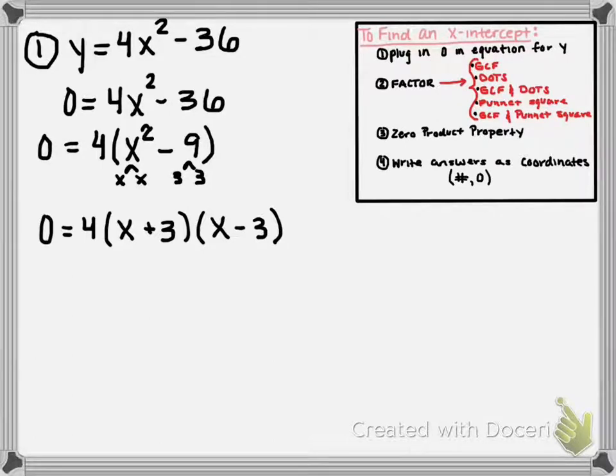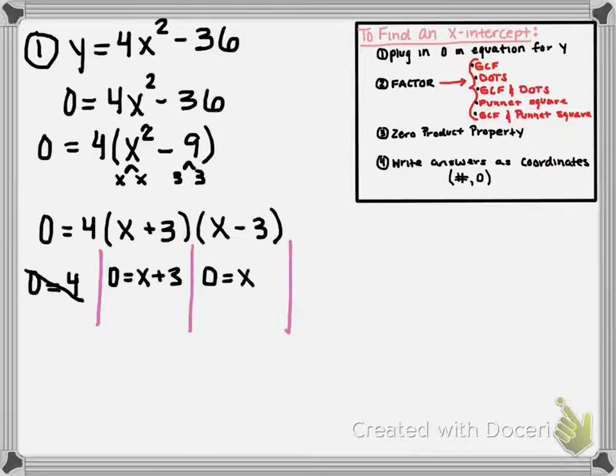Step number 3, the zero product property. So that tells us that each piece, when I multiply them together, could be equal to 0. So I'm going to set each of my pieces equal to 0. When I do this, I like to kind of separate them so that I have a space for all 3 of my pieces to go. So the first one is 0 equals 4, and we know that that's not true, so that's not going to be one of our x-intercepts. The second piece, I have 0 equals x plus 3. And my last piece is 0 equals x minus 3.